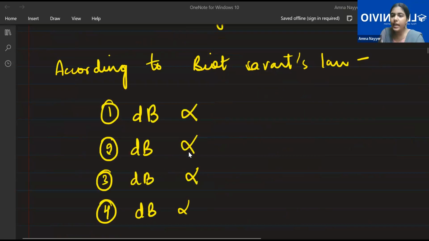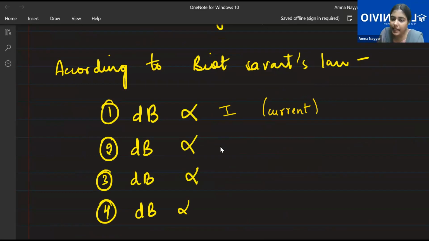Let's go next. Now according to Biot-Savart's law, the magnetic field is proportional to three things. First, it is proportional to the current that is flowing. Second, the magnetic field, we have taken a very small value, so this magnetic field is proportional to the current element as well. Current element is nothing but just a small length of the wire taken so that we can perform our integration and solve it in a better manner. So this is the current element.